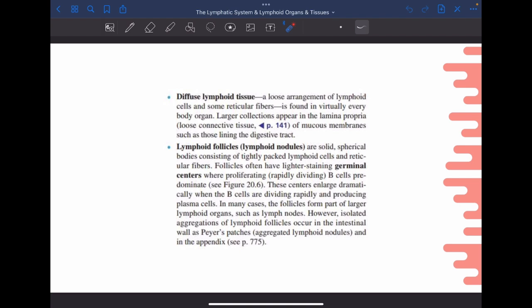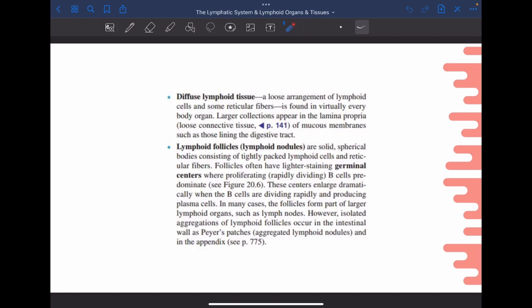Unlike the lymphoid follicles or the lymphoid nodules, which are actual solid and spherical bodies having tightly packed lymphoid cells. They are basically bodies of tightly packed lymphoid cells and reticular fibers that are found in certain organs, or they can be found as aggregations isolated alone.